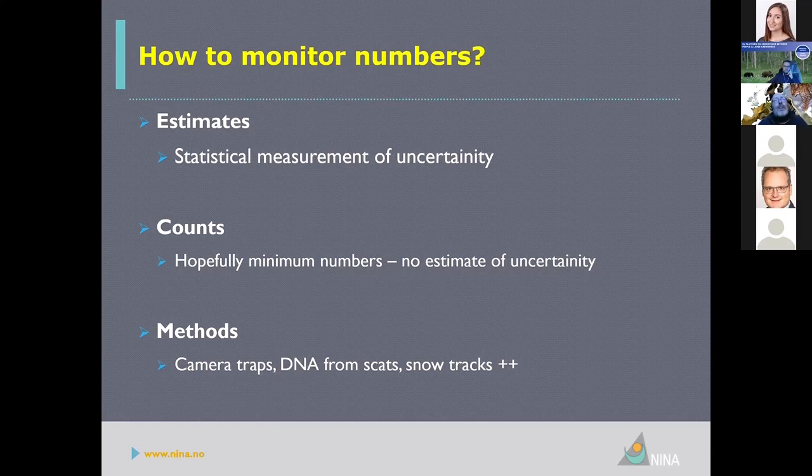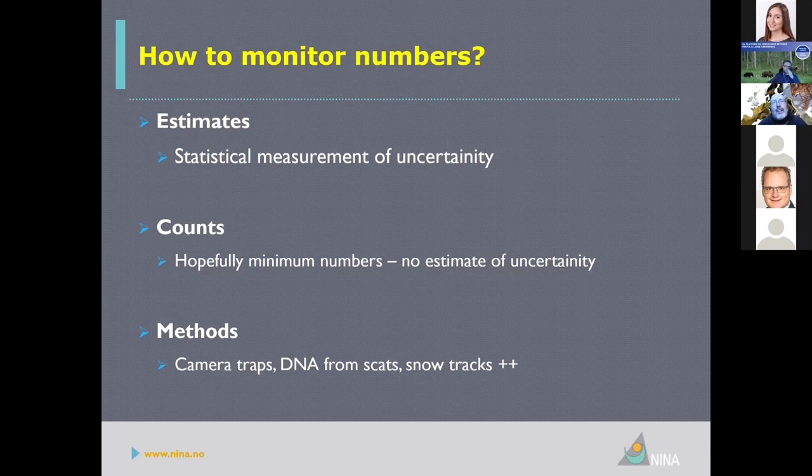In scientific projects where we're working on smaller study sites, we always aim to come up with estimates, where we really want to have that statistical measure of the uncertainty. But when we start trying to survey large carnivores, especially on national and continental scales, for many species, we end up with some form of count, where we at least have a fairly solid minimum number, but we don't have that formal statistical estimate of the uncertainty. So it's quite important to keep these two different things in mind here.